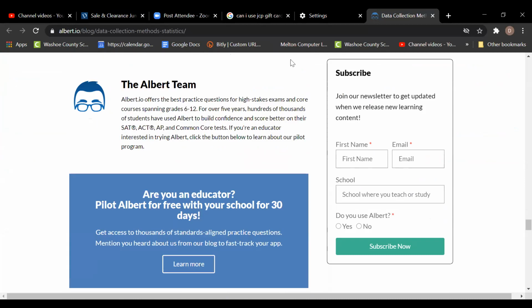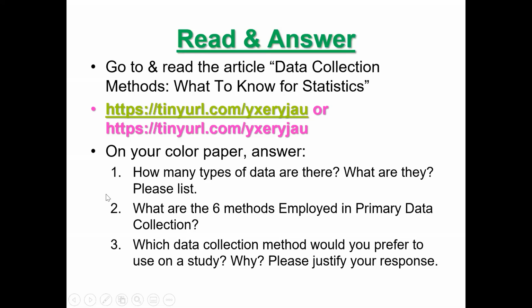And the questions I want you guys to respond to: Number 1, how many different types of data are there? What are they? Please list them. Number 2, what are the 6 methods employed in primary data collection? And number 3, which data collection method would you prefer to use on a study? Why? Justify your response.